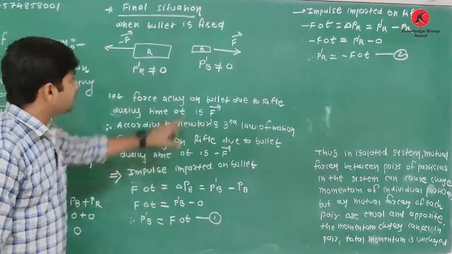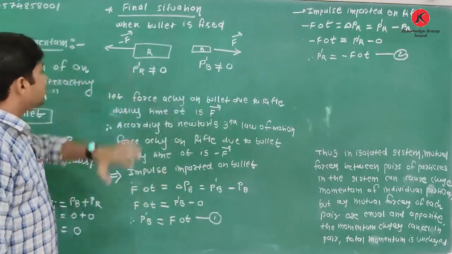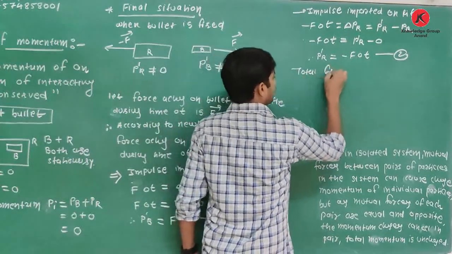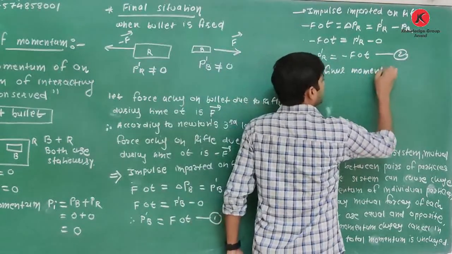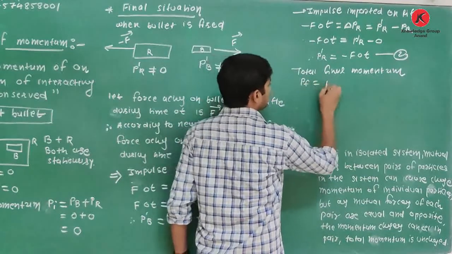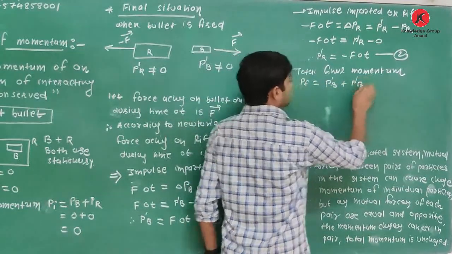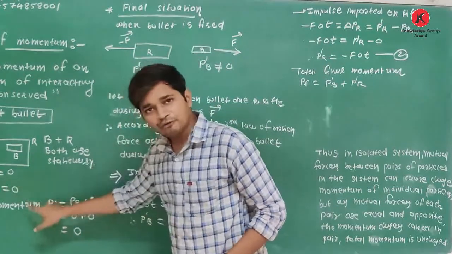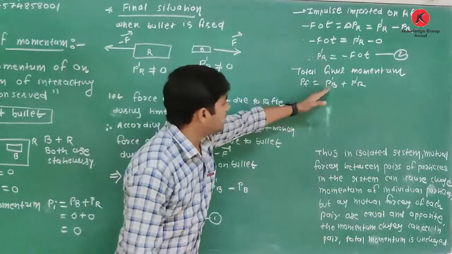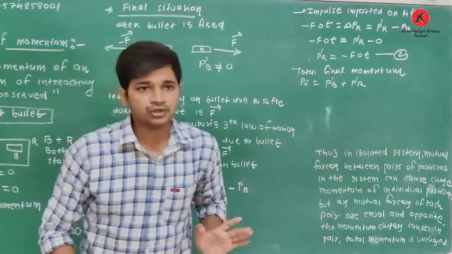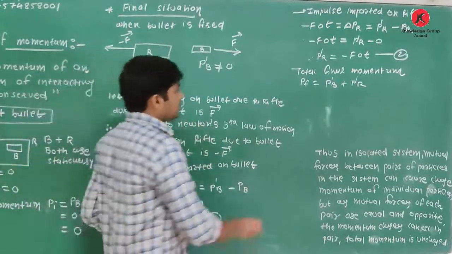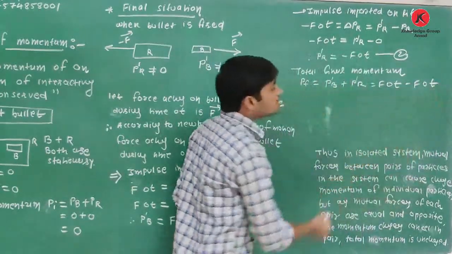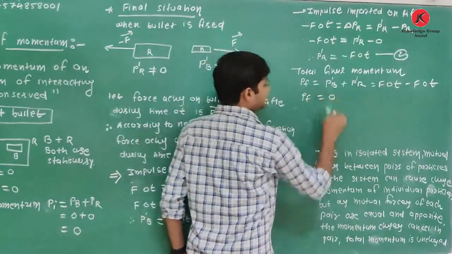Now, what is P dash B? The final momentum of the bullet. What is P dash R? The final momentum of the rifle. So what is the total final momentum? PF is equal to P dash B plus P dash R. What is the initial momentum? Initial momentum Pi is equal to Pb plus Pr, the addition of initial momenta. The total final momentum is the addition of the final momentum of the bullet and the rifle. The value of P dash B is F delta T, and the value of P dash R is minus F delta T. So what is their sum? Yes, the final momentum is 0.